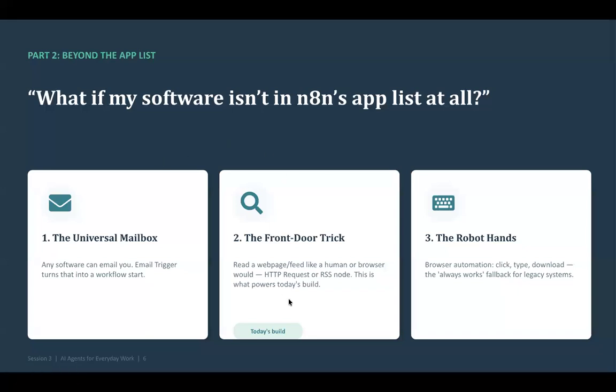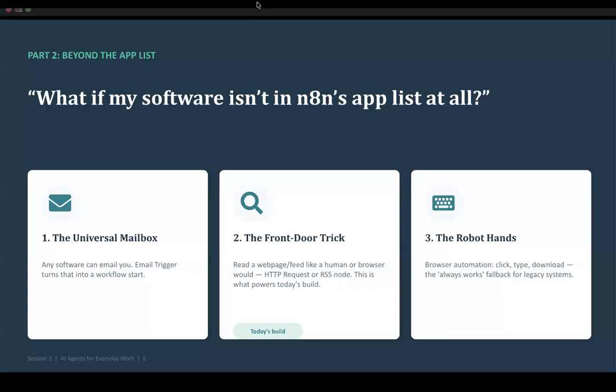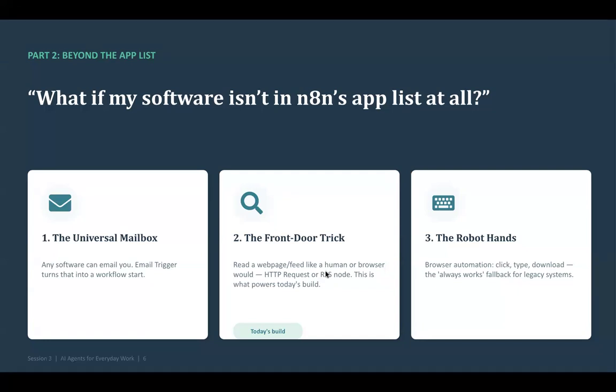Then there is another trick called the front door trick. This just means you read the web page with an HTTP request. Now this is a little more complex, but very doable even for beginners. We will be doing this today using an RSS node, because an HTTP request node does require a little bit of knowledge about HTTP. You can look into that. It's not super difficult. You just need to know a little about the GET and POST methods in HTTP. But RSS is very simple to do, and we will be doing it today. It's just a way to get data from the internet.